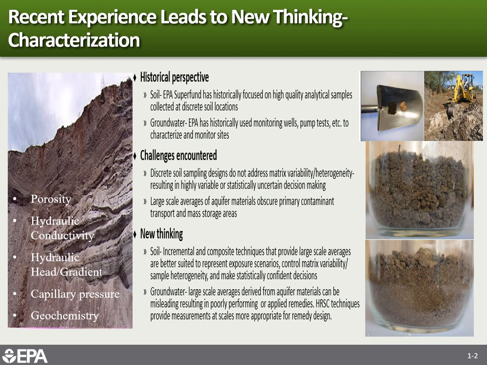On the opposite side, the large-scale averages that we traditionally have received from some of our more traditional characterization techniques, long screen wells, large pump tests, etc., can obscure primary contaminant transport zones, where we're looking at high transport zones, high K zones, and also mass storage, often in lower permeability or low K units, right? So the new thinking is let's apply incremental and composite techniques to help us address the large-scale heterogeneity and matrix variability that we see.